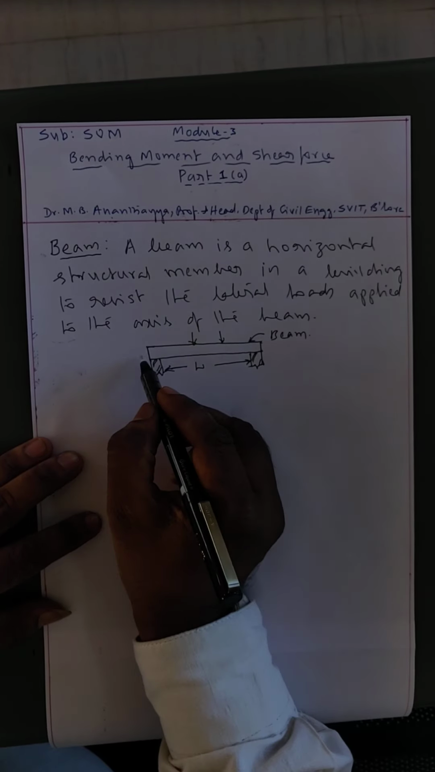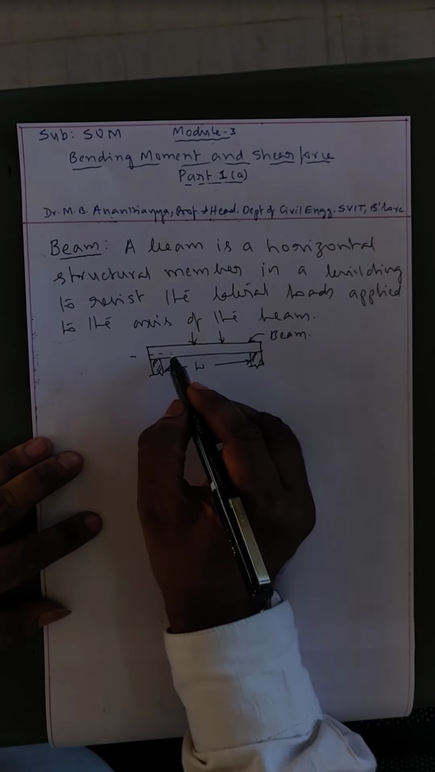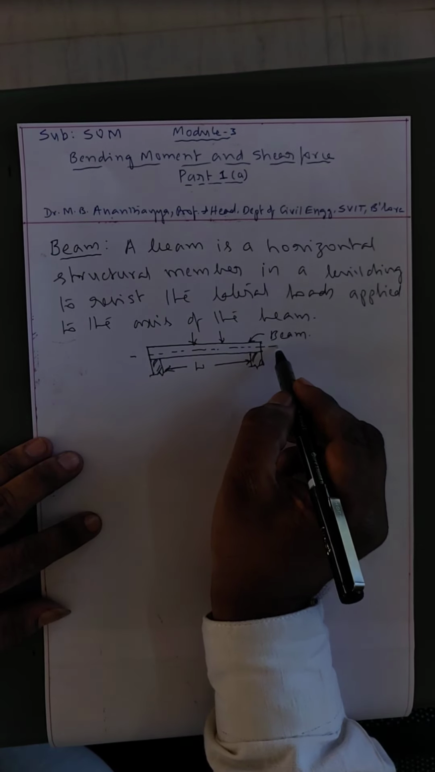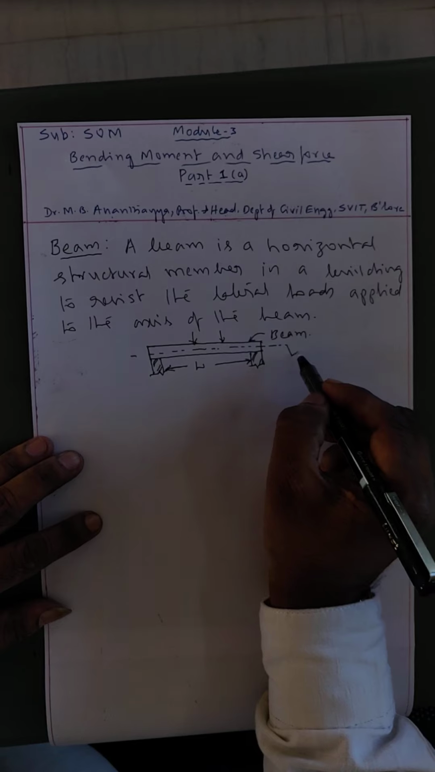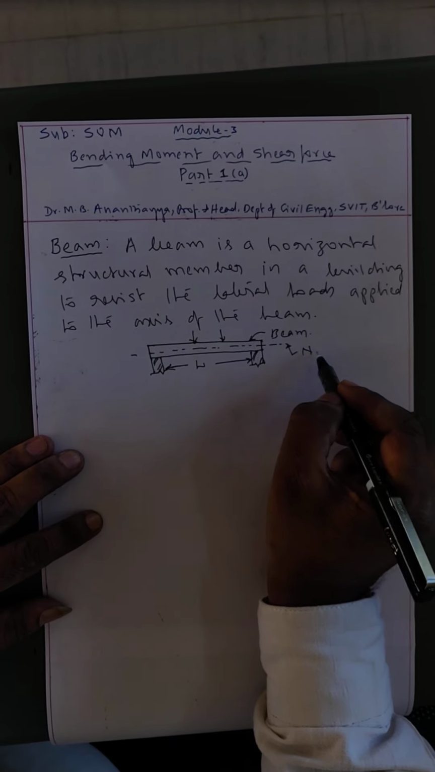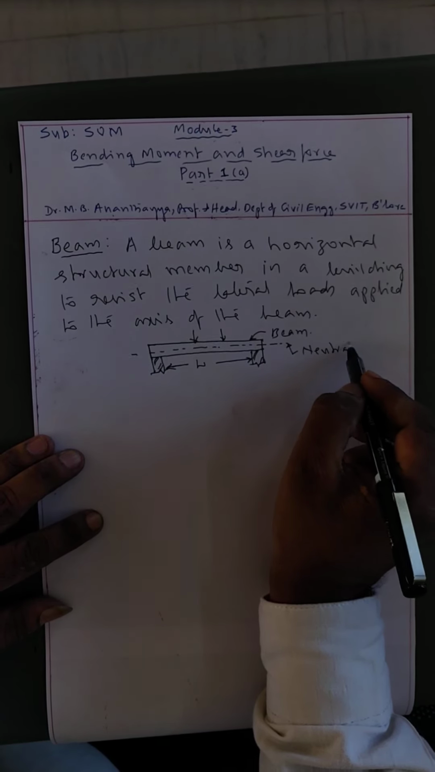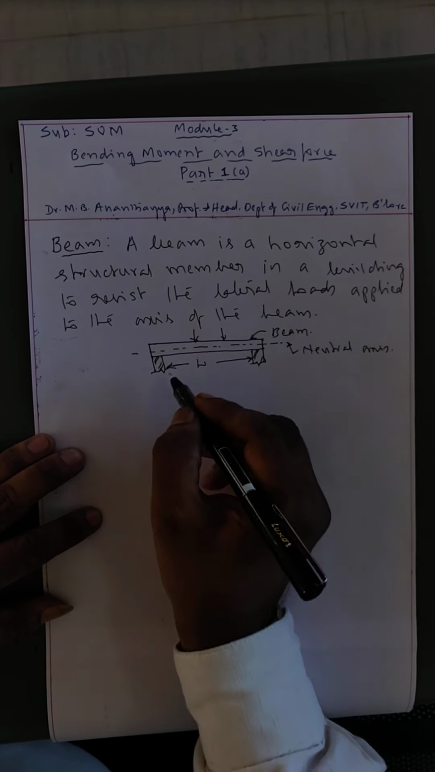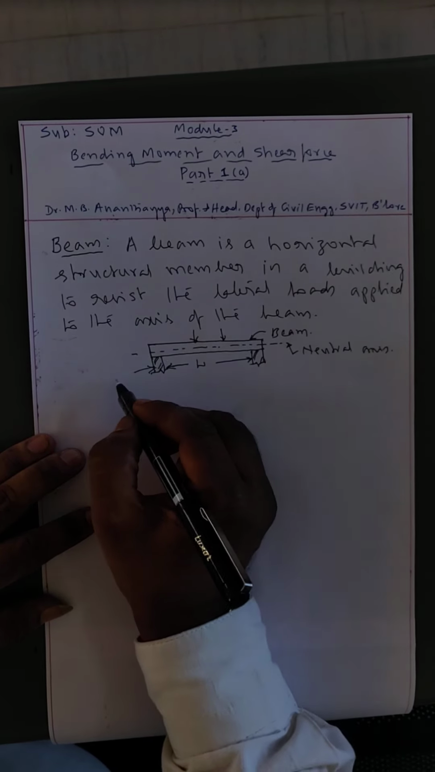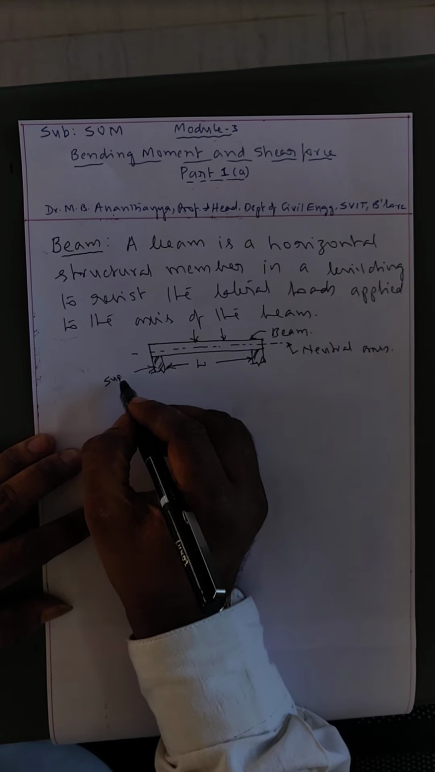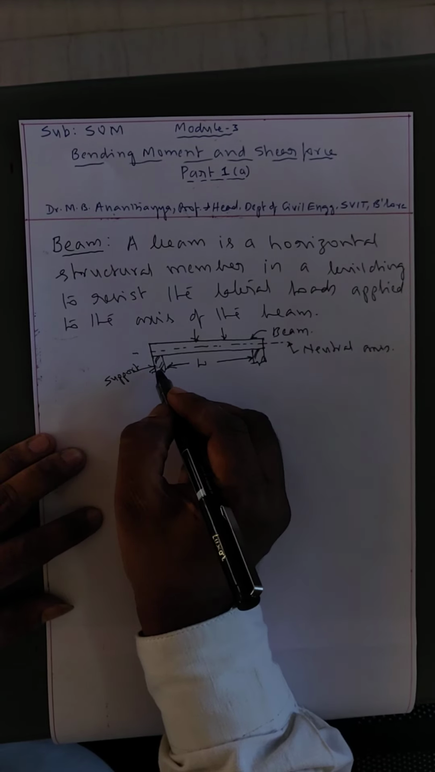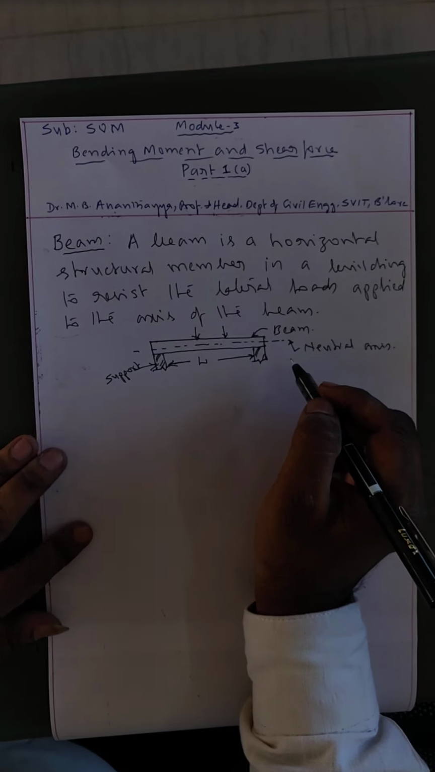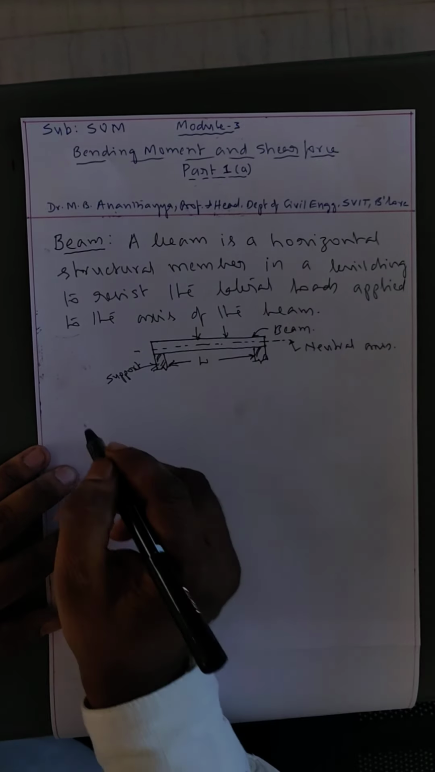It has a neutral axis which divides this beam into two. This is called the neutral axis. These are called supports. This is a support, and this is also a support. This is the beam. Now, what are the types of supports?